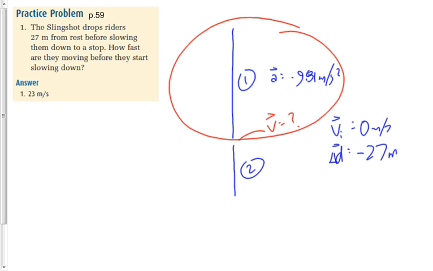What else? What are we looking for? Cody, what are we looking for? Yeah. Good. VF is the unknown. So we got VI, we got D, we're looking for VF, got A. What do you want to try here? Yeah, right?